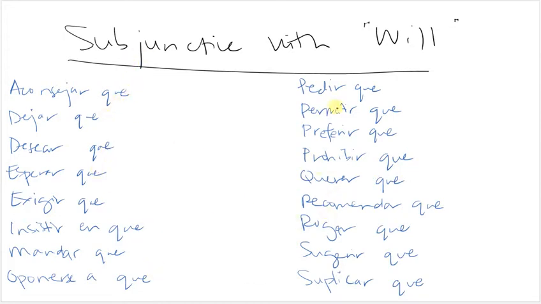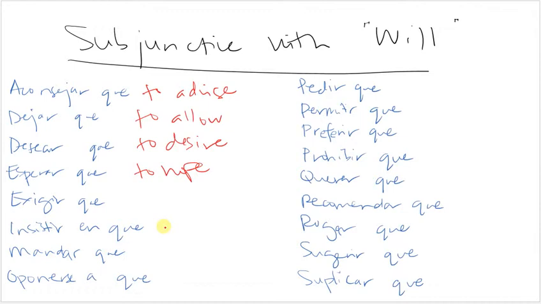Remember that que always means that, so I'm not going to write that every time. So aconsejar que is to advise that. So I advise you all to do your homework. Dejar que is to allow someone to do something. Desear que is to desire that somebody does something. Esperar que is to hope someone does something. Exigir que is to demand that someone does something. Insistir en que is to insist that someone does something, and insistir always has to have en. You can't just have insistir que, it always has to be insistir en que.